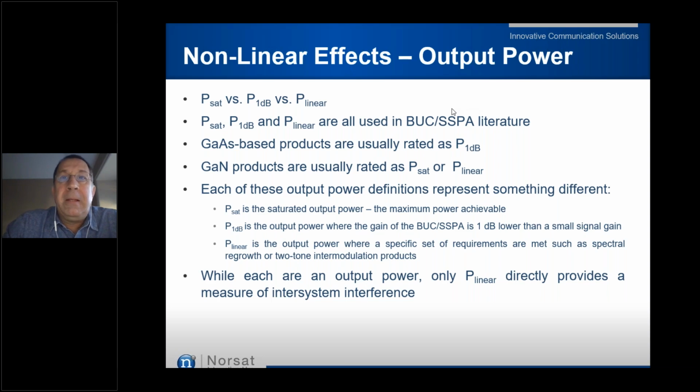P linear is the output power where a specific set of requirements are met, and typically that means spectral regrowth or two-tone intermod. So it should be noted that only P linear directly provides a measure of intersystem interference, and that's because of the way it's defined.